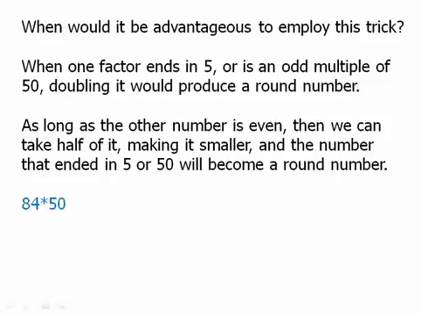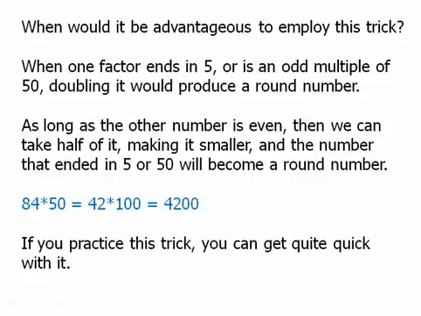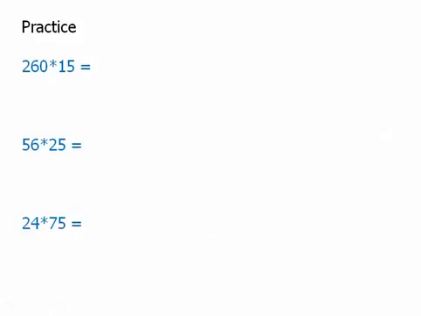So for example, if we had to do 84 times 50, well, doing that straight multiplication would be relatively challenging. Instead, what's half of 84? Obviously, half of 84 is 42. And then we'll double 50. 50 doubled is 100. Well, 42 times 100, I can do that in my head very easily. That's just 4,200. If you practice this trick, you can get quite quick with it. Here's some practice problems. Pause the video, and then we'll talk about this.